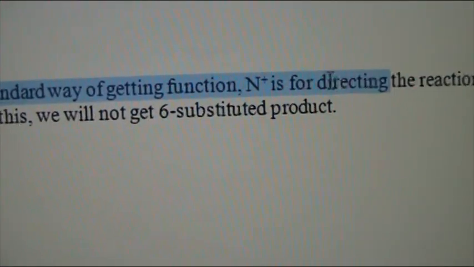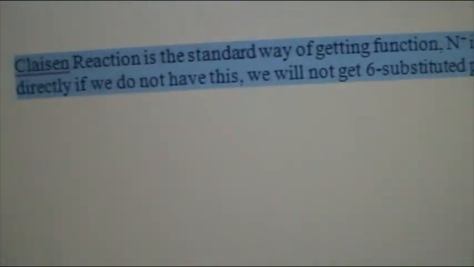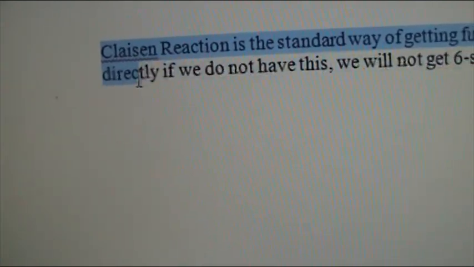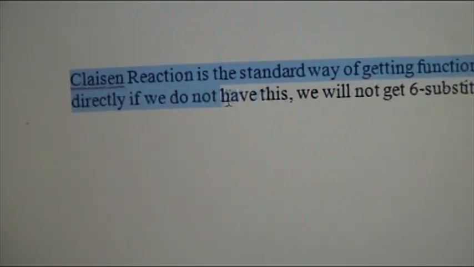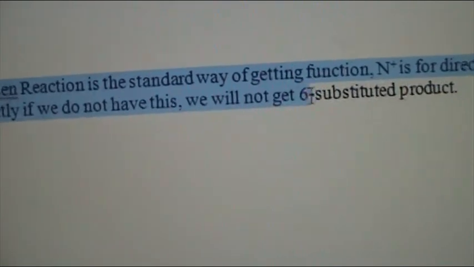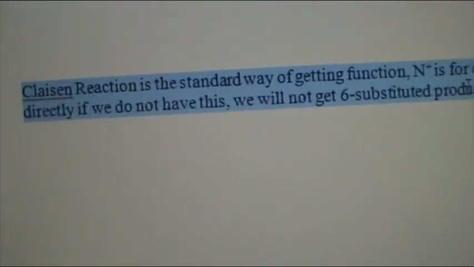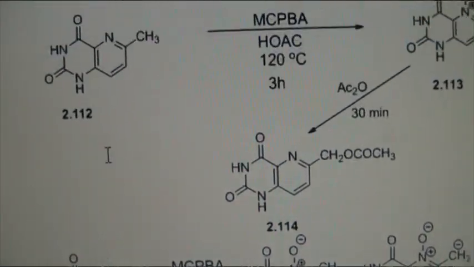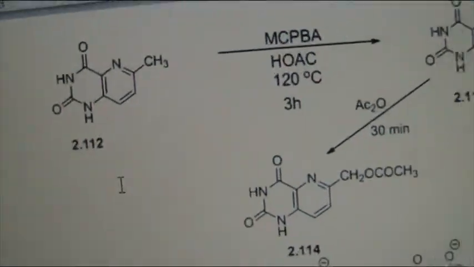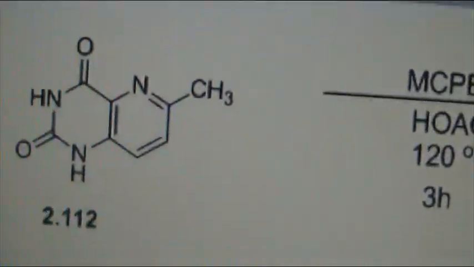N is for directing the reaction. If we do not have this, we will not get the 6 substituted product. Okay, so see what happens now. So this was the reaction, you can see. I won't repeat it, but I'll show you again.